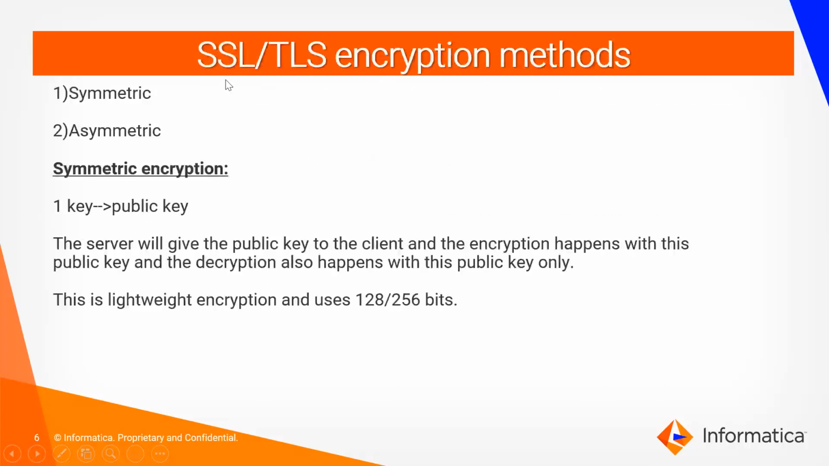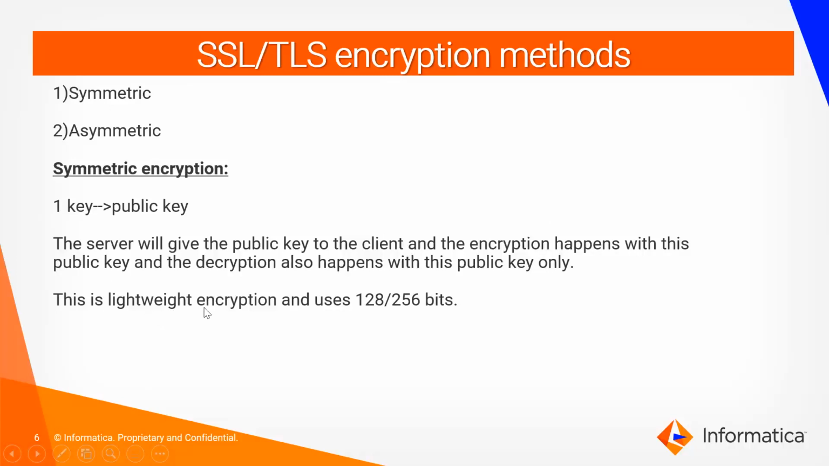Now let's see what the TLS encryption methods are. There are two encryption methods: one is symmetric and the other is asymmetric. Symmetric encryption is nothing but there will be one key, that is the public key. So the server will give the public key to the client. For example, consider here is a client, that means the browser, and the server is somewhere. The server will have only one key, which is nothing but a public key. This public key will be given to the client, and the client will take the public key, encrypt the data and transfer the data to the server. And now the server will decrypt the data using the same public key, and the data transmission happens.